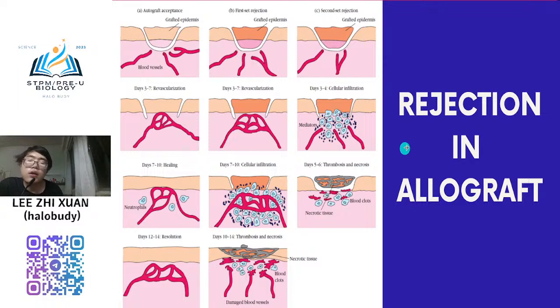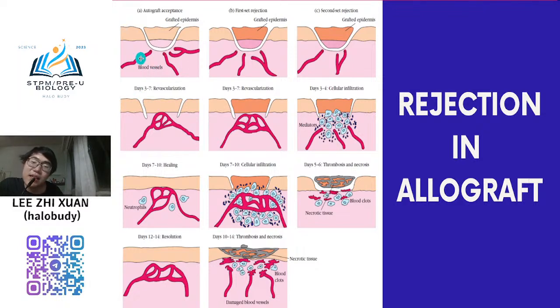Okay. So rejection in allograft. Allograft confirm have rejection. There is no such thing as an allograft with no rejection; there is always the possibility that they will have rejection. So this is the rejection.